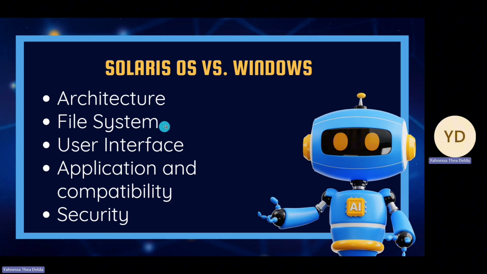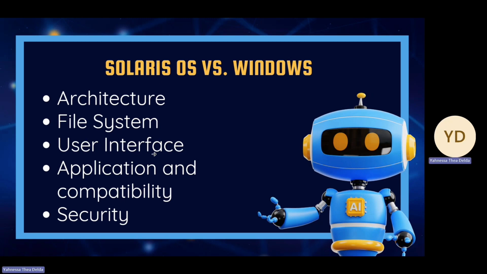Then in terms of file system, Solaris primarily uses ZFS, or the Zettabyte File System, as its default file system, while Windows typically uses NTFS, or New Technology File System. Then, user interface. Solaris traditionally used the Common Desktop Environment, or CDE, or GNOME as its desktop environment, with a focus on stability and functionality rather than graphical flair.